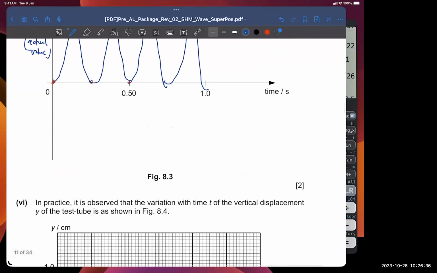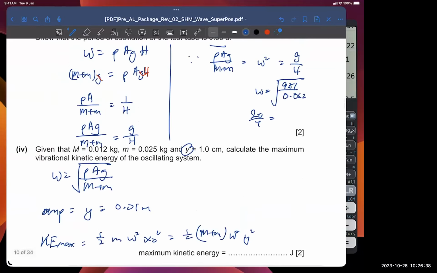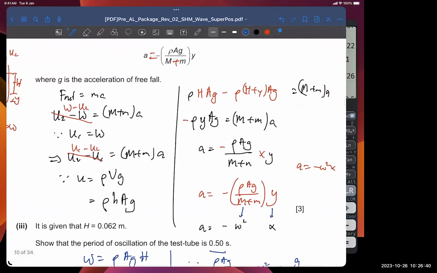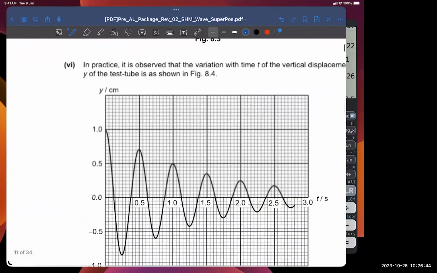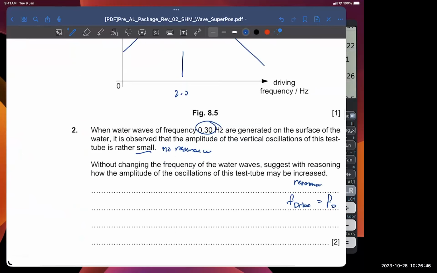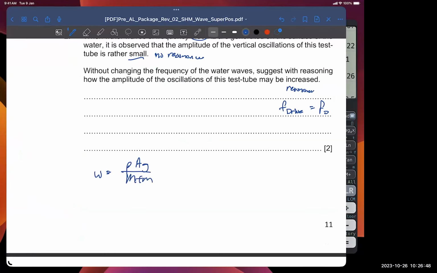Okay, let's write the bottom. So we have rho A g over m plus M. So my omega is equal to the square root of rho A g over (m plus M). If I want to drop my frequency, that means my omega has to drop as well. Fastest way to drop omega, increase m plus M.